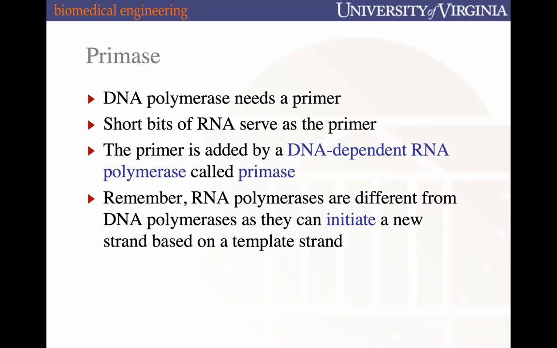And so again, RNA polymerases are able to undergo transcription without requiring some sort of primer. They can both initiate and elongate, whereas DNA polymerases cannot initiate. They need that RNA primer that primase provides to mediate DNA replication.